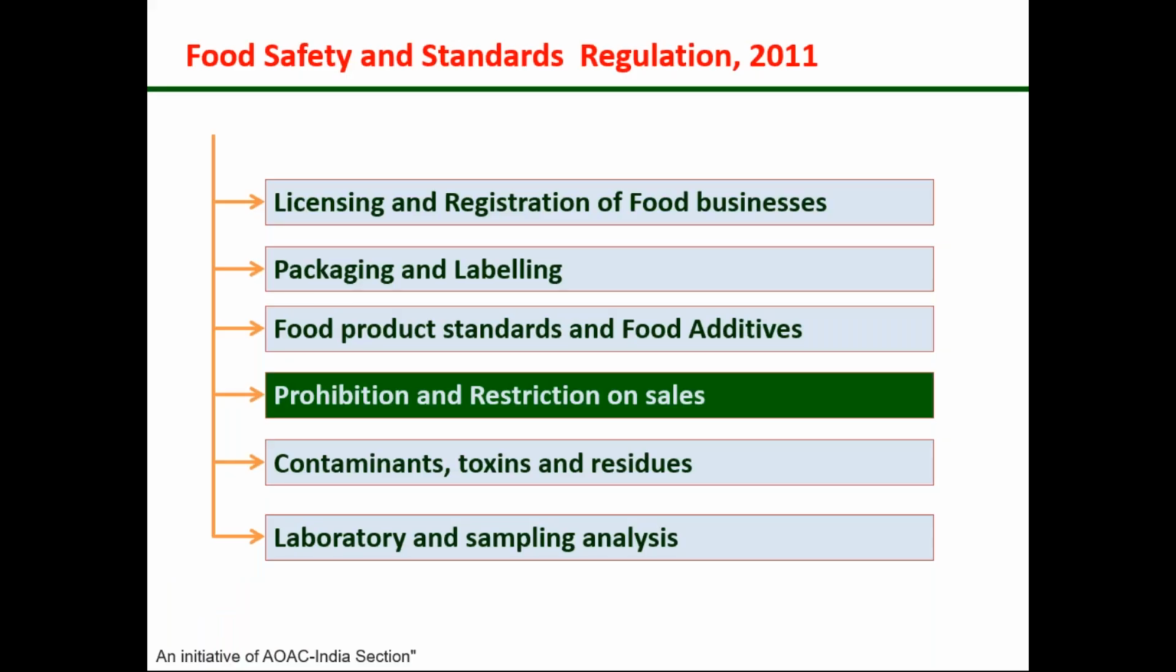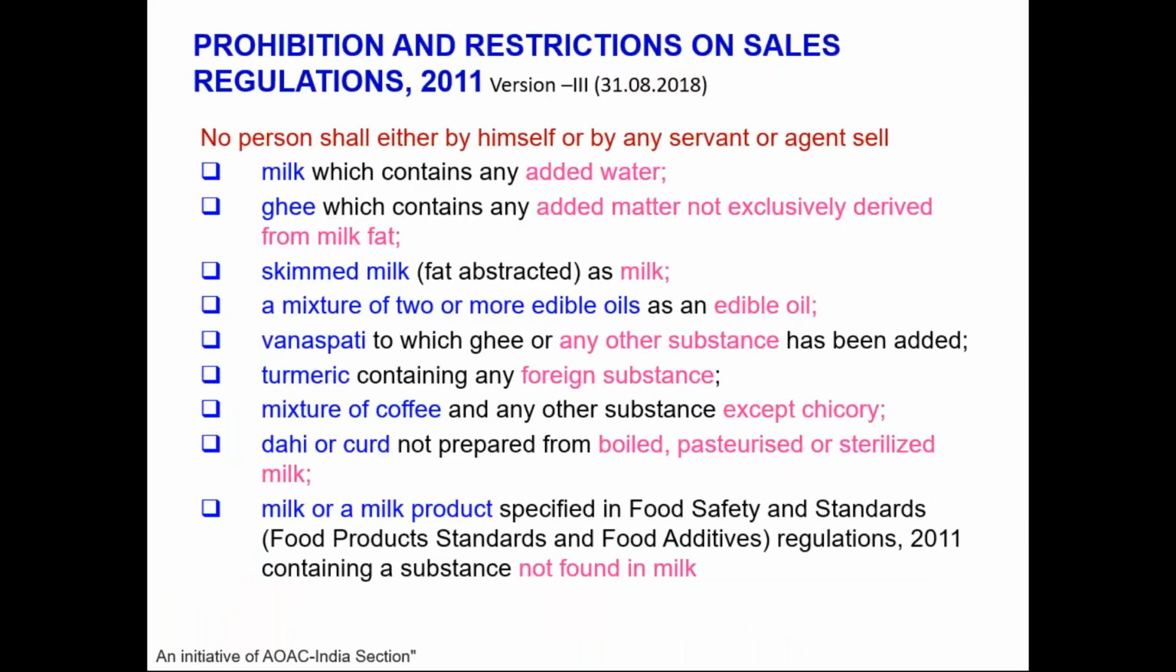Then we come to prohibition and restriction on sales. FSSAI clearly indicates in version 3 as of 31/8/2018, no person can sell milk which contains added water, ghee which contains added matter not derived from milk fat, skimmed milk as milk, a mixture of 2 or more edible oils as an edible oil, vanaspati as ghee, turmeric to which any foreign substance is added. You know, they add starch to turmeric, so that is a foreign substance.